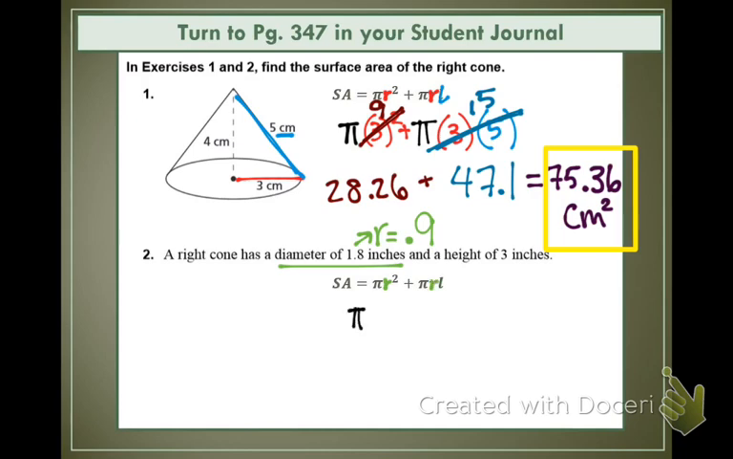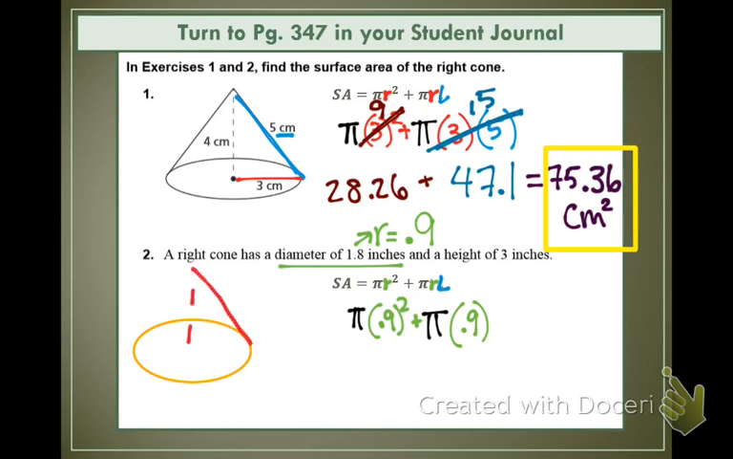So pi times 0.9 squared. I'm just going to plug in for now. Plus pi times 0.9. Now I need to pause. I don't have the slant height. I only have the regular height. I cannot plug in the regular height. So here's what I need to know. What kind of cone is this? A right cone. Why do we think that matters?